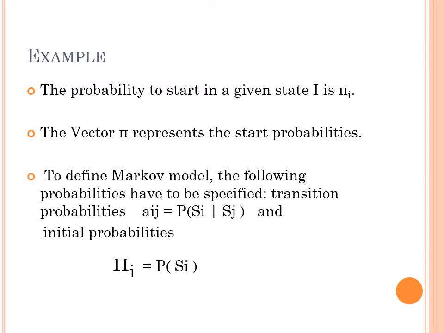To define a Markov model, the following probabilities can be specified. That is the transition probability, meaning the transition from one state to another state, which is denoted by a weight function a_ij, given as the probability of going from state i to state j. And the initial probability, which is represented as pi of i equal to p of s of i.